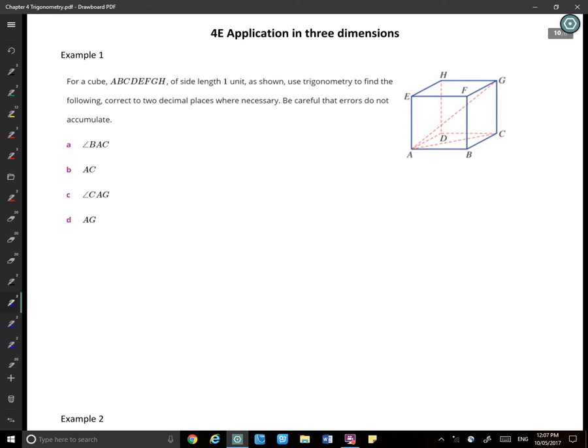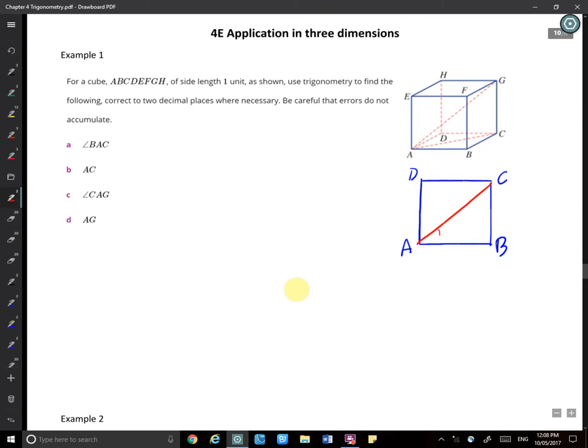Find the angle BAC. So let's draw this first. What I'm drawing is the base. I have this base, with D, A, C, B. And the angle I want to find is BAC.